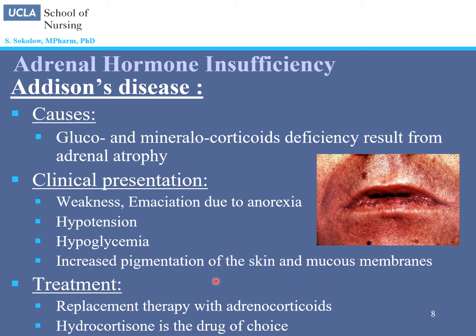The treatment, again, if it's a deficiency, you want to replace the deficient hormone. So here it's a deficiency in gluco- and mineralocorticoid, so you can replace with a mineralocorticoid and then with a glucocorticoid. Hydrocortisone is the drug of choice.